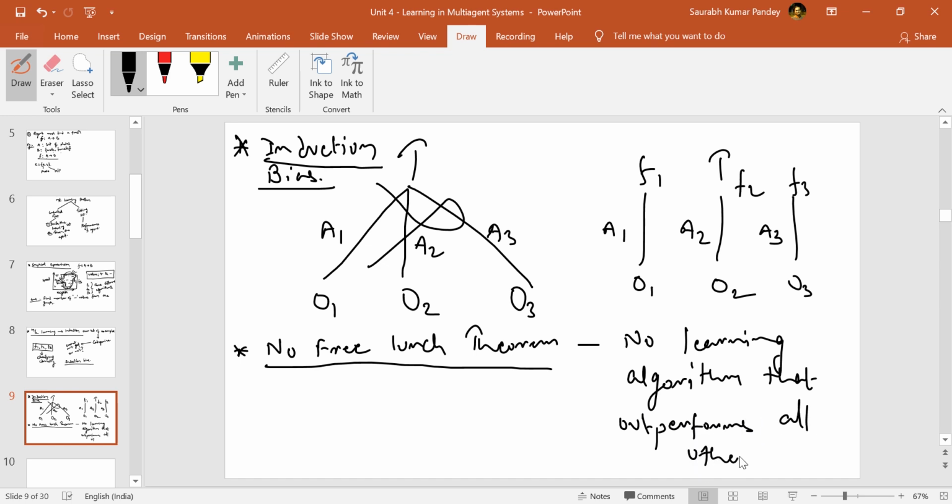Now, what is the significance of this particular statement? With this, we get to know that we have to integrate the knowledge into the learning algorithm. Okay. Now, we cannot say that for a specific problem, there is some algorithm that will outperform all.